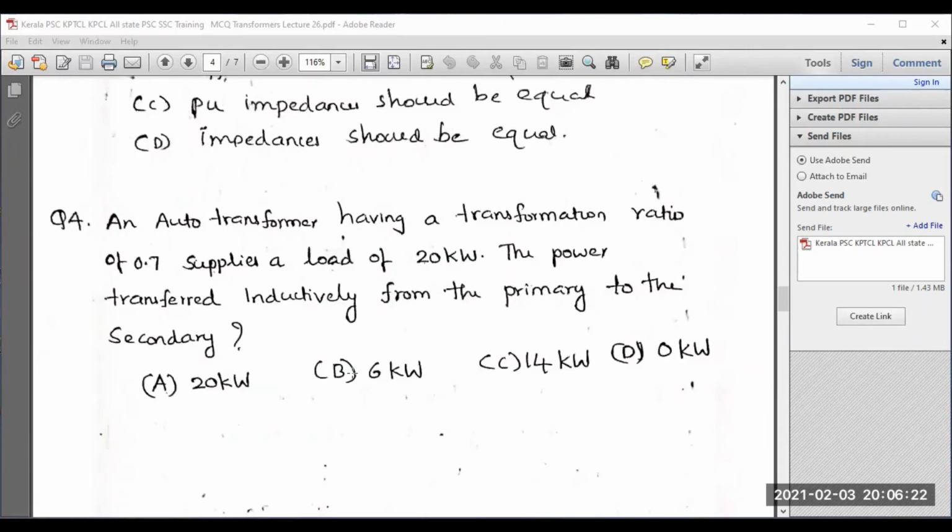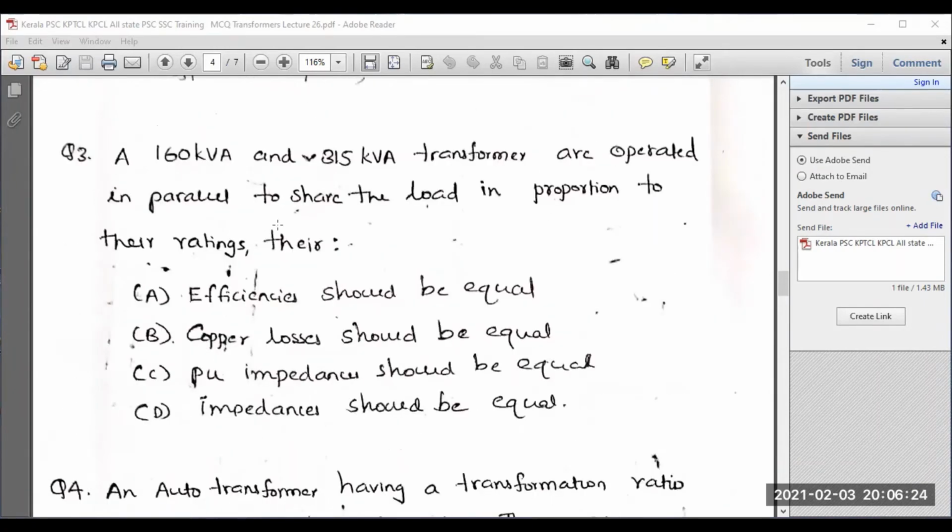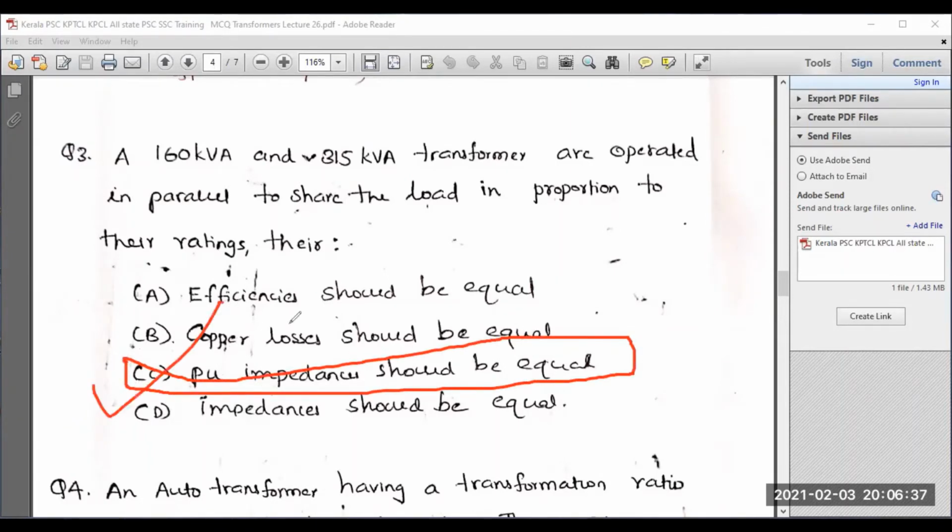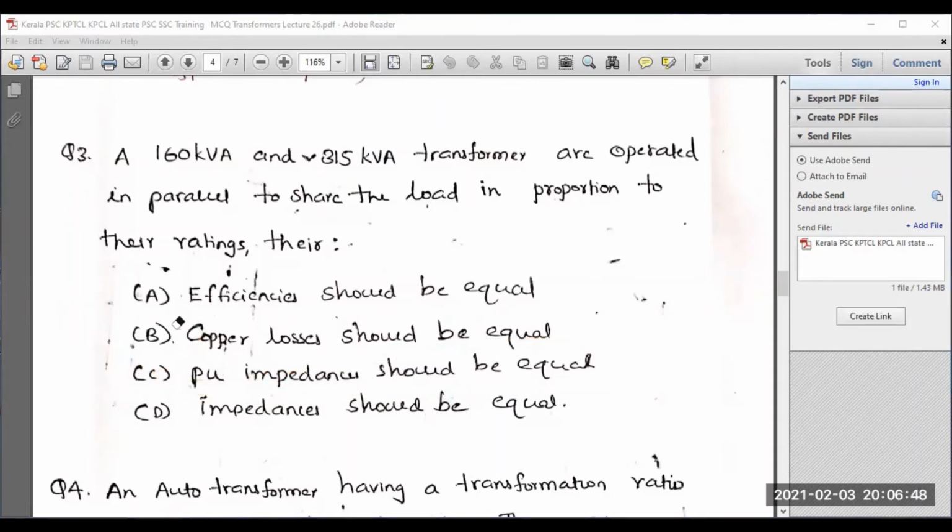Please recall the same question. 160 kVA and 315 kVA transformers are operated in parallel to share the load in proportion to the rating. So tell me the answer. Here I need to consider that the PU impedances of the transformers should be equal. Okay, I can go for option C. The remaining things are not required. No need to take care of the remaining parameters. You take care of only the third parameter: PU impedances should be equal to follow parallel operation. I hope it is very clear.